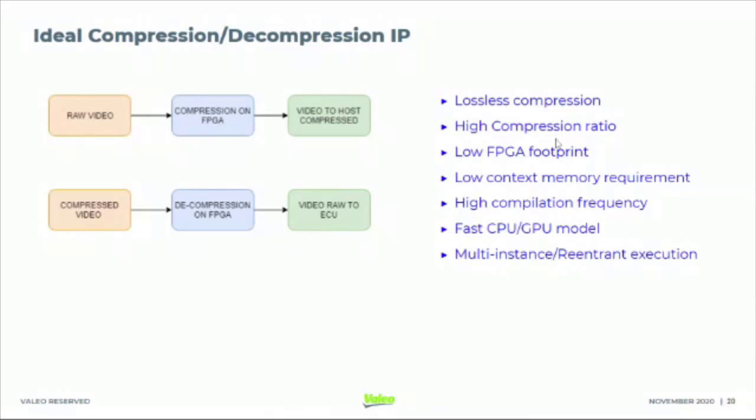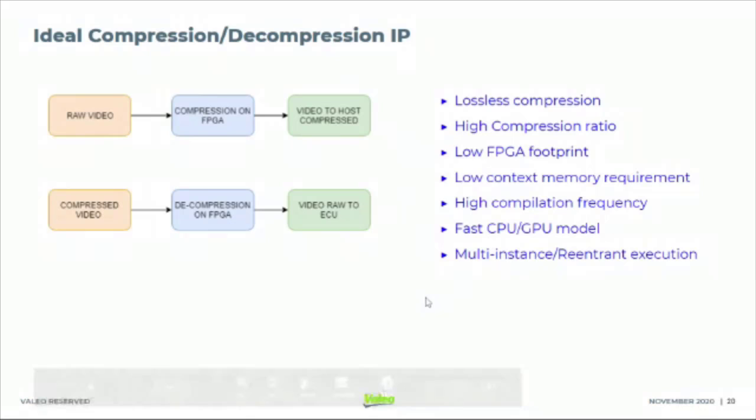So that it compiles at different cameras, different FPS. Also, another requirement that we needed is it needs to have a GPU or CPU model also, so that for our cells we can use the GPU model of this IP, or there is a way we can compress and decompress on our CPUs.